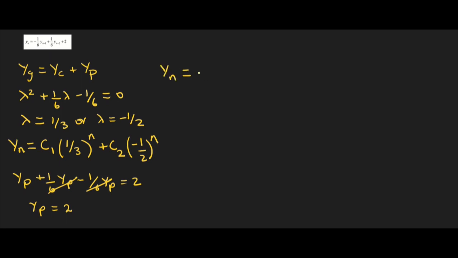So our general solution for the non-homogeneous equation is the sum of the solution for the homogeneous equation, c1 multiplied by 1/3 to the power n plus c2 multiplied by minus a half to the power n, plus the particular integral 2.